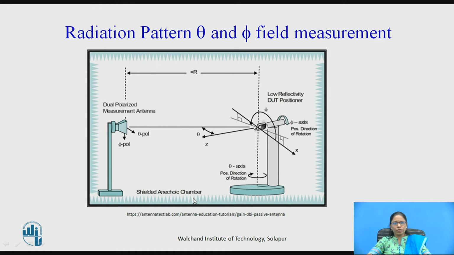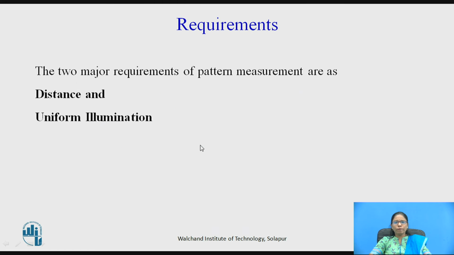So as you can see here, again you can get a much clearer idea. This distance r should be greater than 2d square by lambda. This distance r should give the far field pattern, and this is the angle of rotation. You rotate the secondary antenna either along this axis or along this axis, theta or phi axis, and based on that you will get the pattern of theta or phi.